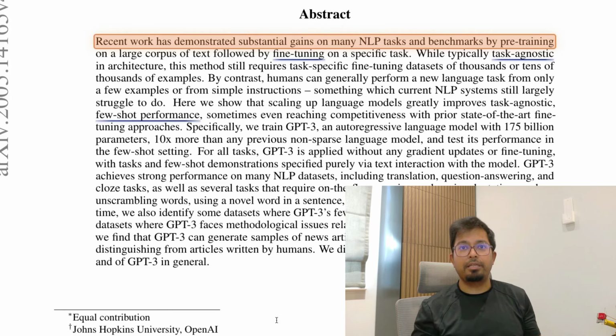Essentially, what it's trying to say is we don't need gradient updates, we don't need fine tuning. And just by giving a few examples, we are able to achieve strong performance on translation, on-the-fly reasoning, basic arithmetic, and so on and so forth. And the paper ends with a broader societal impacts discussion.